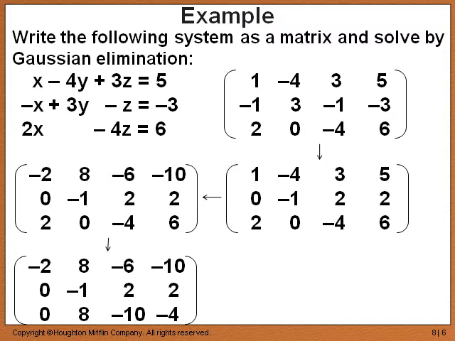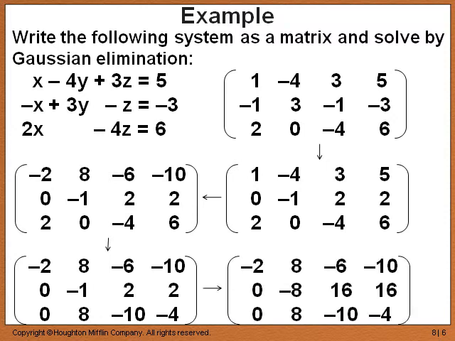Well, since I want to get rid of the y term in the third row, my next step is going to be to multiply row 2 by 8. And so I'm going to end up with negative 2, 8, negative 6, negative 10; 0, negative 8, 16, 16; 0, 8, negative 10, negative 4. And you can clearly see why we did that, because we want to eliminate that y term in the third row. So my next step at this point is to add row 2 to row 3, and this is what I'm going to get.